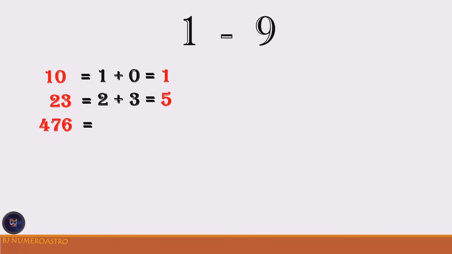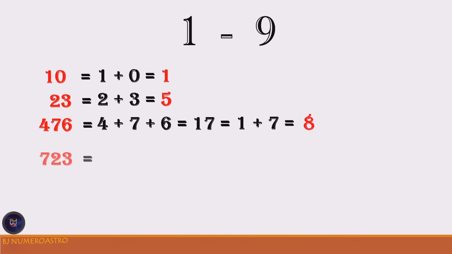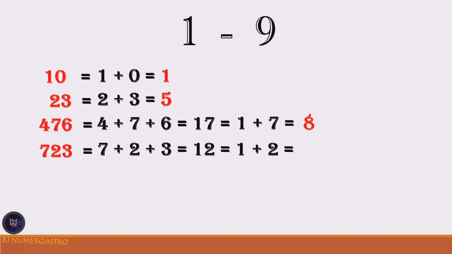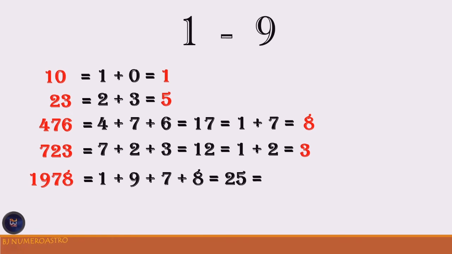Another example is 476. That's 4 plus 7 plus 6, and that's 17. So continuing, it will be 1 plus 7, and that's 8. Another example is 723. That's 7 plus 2 plus 3, and that's 12. So 12 will be equal to 1 plus 2, and that's 3. Another example is 1978, which is 1 plus 9 plus 7 plus 8, and that's 25. So 25 will be 2 plus 5, and that's 7.